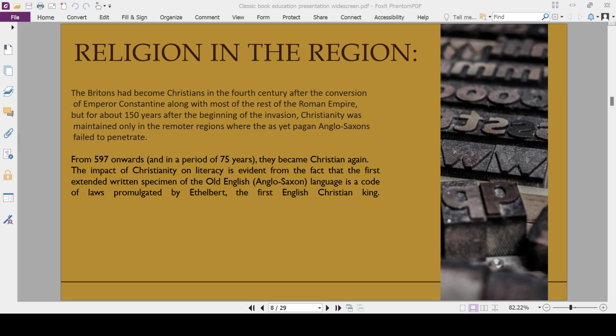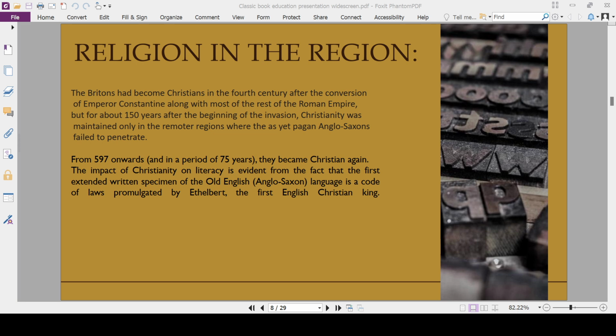In a significant turning point around the year 597, and of course the subsequent decades, these Germanic conquerors of England also embraced Christianity once more. So this resurgence of Christian influence markedly impacted literacy in the region.